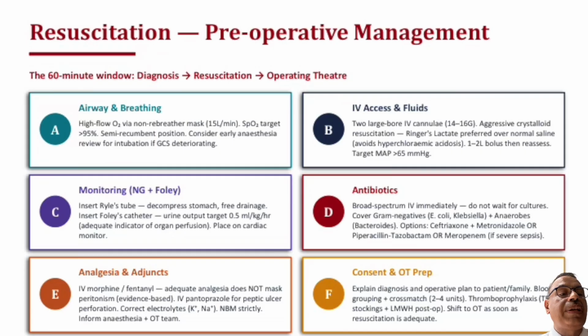Take the consent once the patient is adequately resuscitated. Explain the diagnosis to the patient and the operative plan to the patient or to the family. Keep the blood grouping and cross matching at least 2 to 4 units ready in the blood bank. Thromboprophylaxis should be initiated in the form of TED stockings, and low molecular weight heparin should be considered in the perioperative period. Shift to operation theatre as soon as the patient is ready after adequate resuscitation and you feel that now patient is stable enough to withstand the surgery.